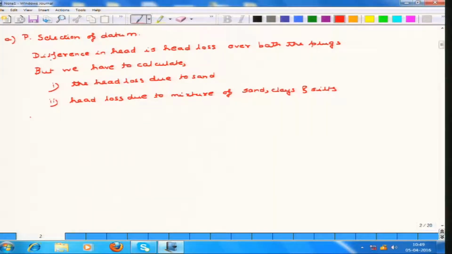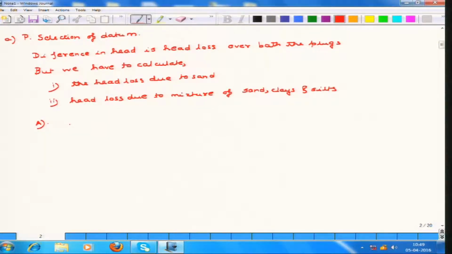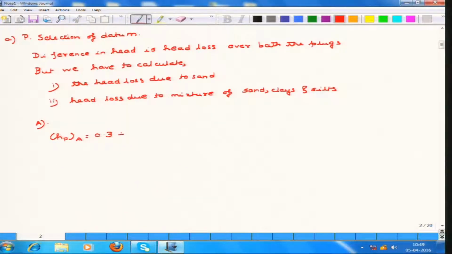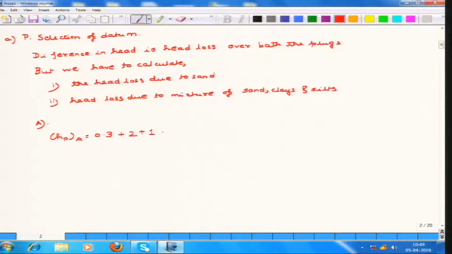So, first we have selected a datum. Now, basically we determine the head at point A. You already know that point A is the point where the sand is plugged. So the pressure head at the point A is equivalent to 0.3, because this height is 0.3, plus 2 is this length, plus 1 meter. So this is equivalent to 3.3 meter.